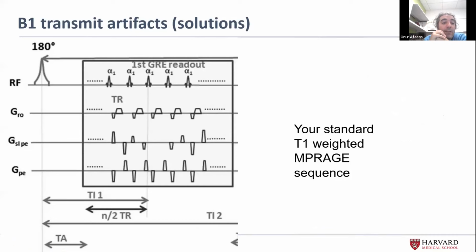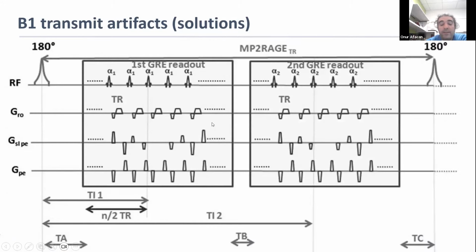And MP2-RAGE, how does it work? So this is the pulse sequence diagram of your standard T1-weighted MP-RAGE sequence, where you apply a 180-degree pulse and then you do a long readout. So what was suggested by Marques et al. in 2011, I believe, is adding another whole readout after the first readout, so that you get two inversion pulses.